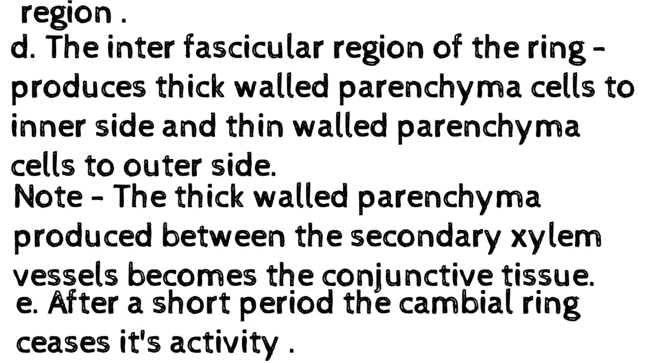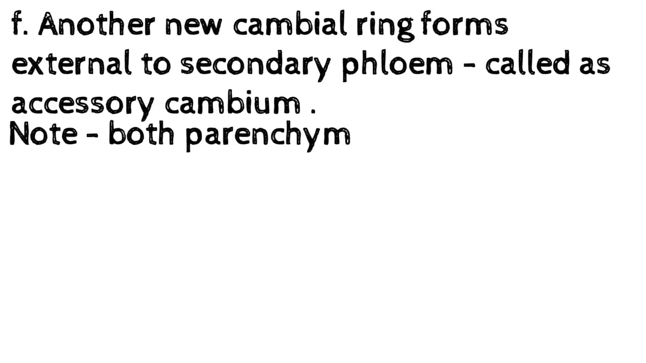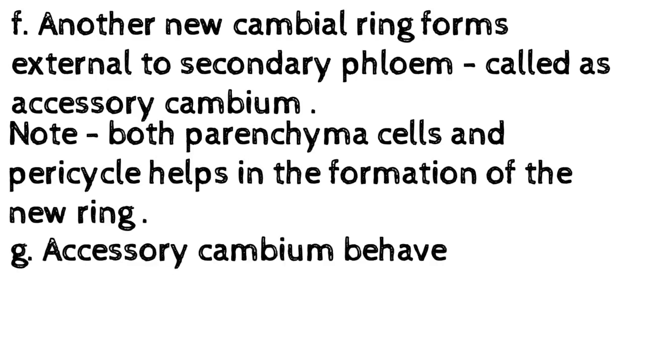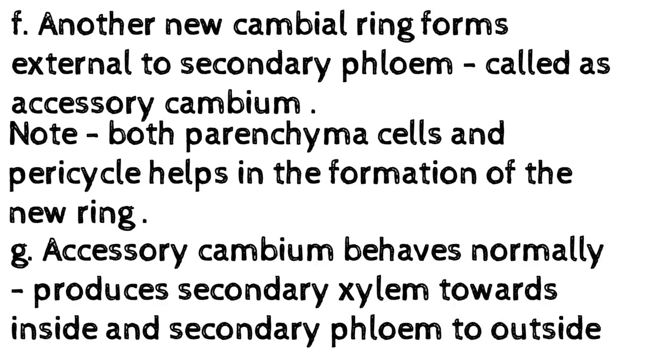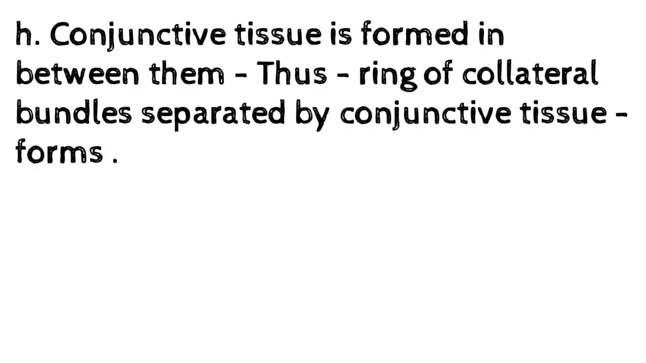E. After a short period the cambial ring ceases its activity. F. Another new cambial ring forms external to the secondary phloem, called accessory cambium. Note: both parenchyma cells and pericycle help in the formation of the new ring. G. Accessory cambium behaves normally, producing secondary xylem towards inside and secondary phloem to outside. H. Conjunctive tissue is formed in between them, thus a ring of collateral bundles separated by conjunctive tissue forms.